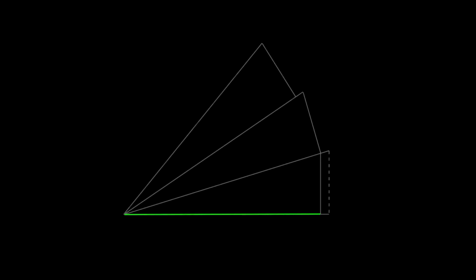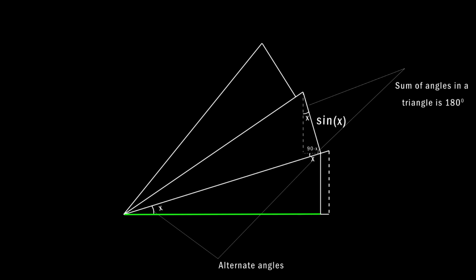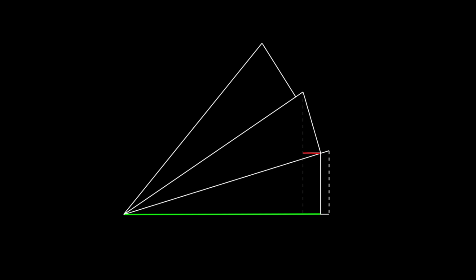Now, let's move to the second triangle. The sine x side here is slanted, and we need its horizontal component. To find that, we'll determine the angle at the second triangle's top vertex in terms of x. Using alternate angles and the fact that the angles in a triangle add up to 180 degrees, we find that the angle is x. The horizontal component we need is the sine x component of the sine x side, which has a length of sine x times sine x.